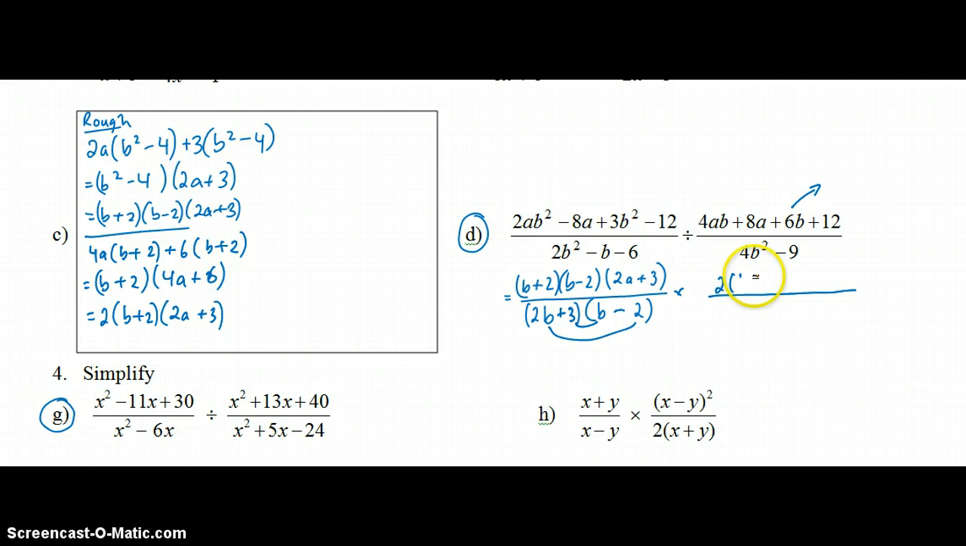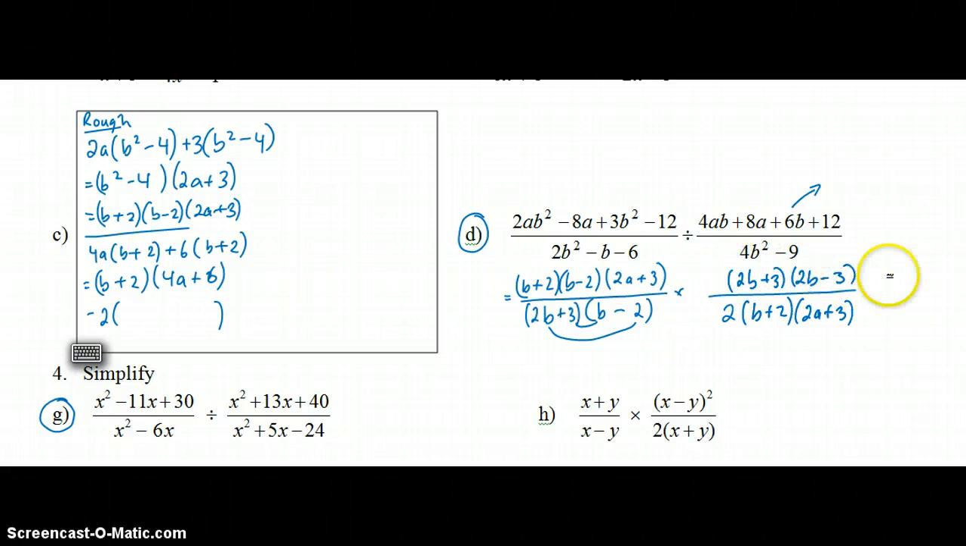2b plus 2. Whoops, almost got trapped here. That has to go on the bottom because it's a division. So 2b plus 2, and then 2a plus 3. And that's going to be 2b plus 3, 2b minus 3.